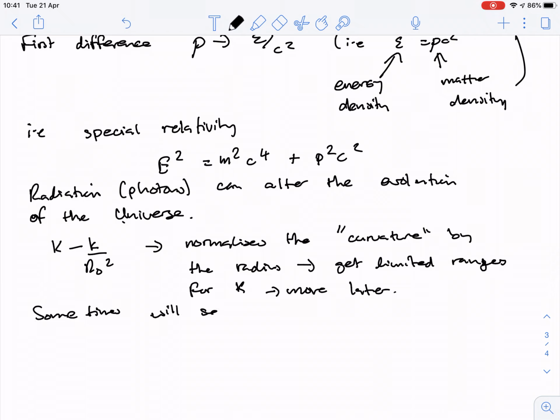Occasionally you'll see something like plus lambda over 3. And this is something we will come on to talk about a lot as well, which is called the cosmological constant. But for how we're going to deal with that, we'll always roll that into the energy density.